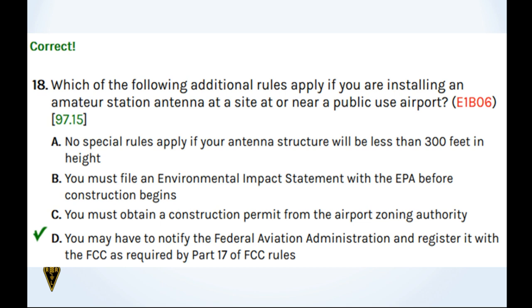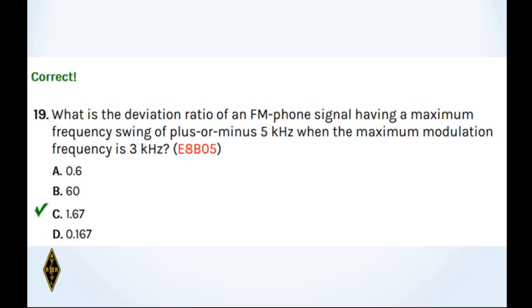And 18, which of the following additional rules apply if you're installing an antenna near an airport? D, you may have to notify the FAA and you may have to register it with the FCC. And 19, I can hear Dave now, take the big number and divide it by the small number. What is the deviation ratio of an FM phone signal having a maximum frequency swing of 5 kilohertz, modulation frequency 3 kilohertz? Big number over the small number is about 1.67, so 19C.